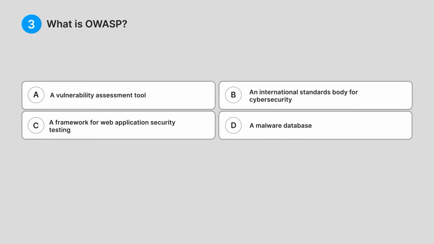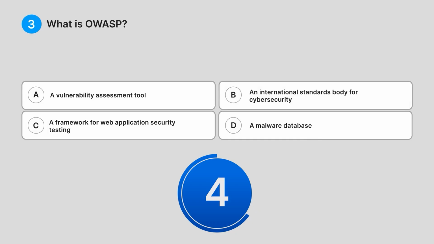3. What is OWASP? A. A vulnerability assessment tool. B. An international standards body for cybersecurity. C. A framework for web application security testing. D. A malware database. Do you know the answer?